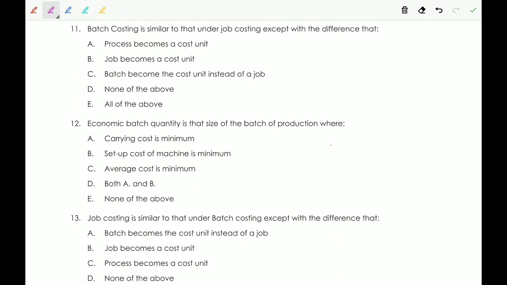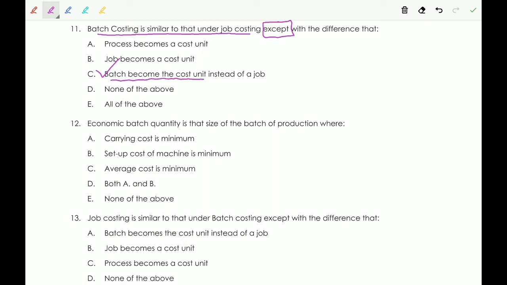Next, 11th one, batch costing is similar to that under job costing, except option A process becomes a cost unit, B job becomes a cost unit, C batch becomes the cost unit instead of job. So in batch costing, batch becomes the cost unit instead of job. So option C is the answer.